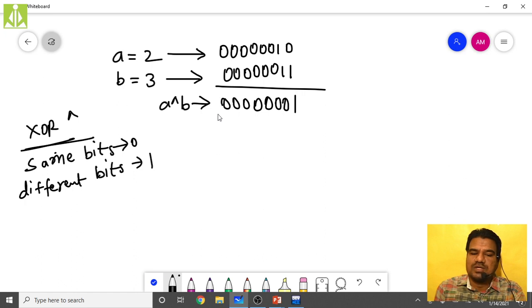So these 8 bits give us 7 zeros followed by 1. The decimal equivalent is 1 only. Binary and decimal have the same representation for 0 and for 1. This indicates 1, and that is the reason why, when you perform the operation between a and b, you got 1.